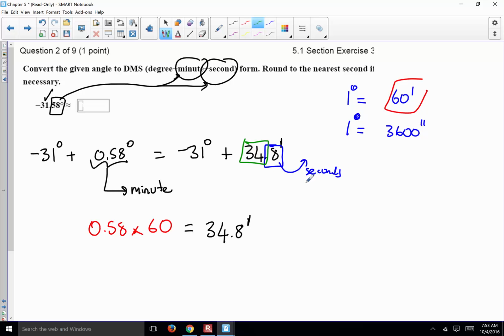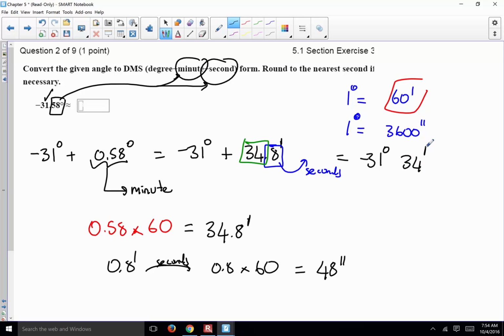Let's turn that partial minute into seconds. So 0.8 minute needs to be changed into seconds. All you need to do is multiply that 0.8 by another 60 to turn it into seconds. So it's going to make 48 seconds. So it's minus 31 degrees, 34 minutes, and 48 seconds is the answer.